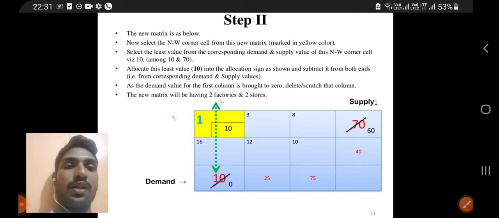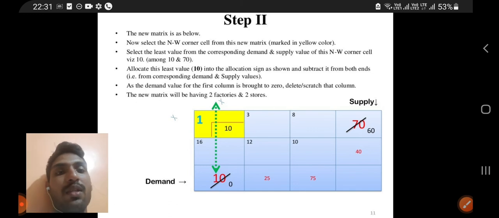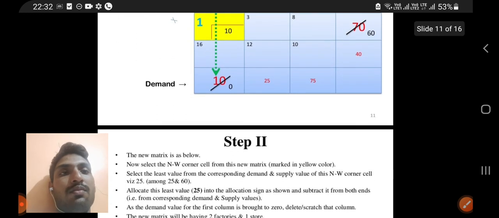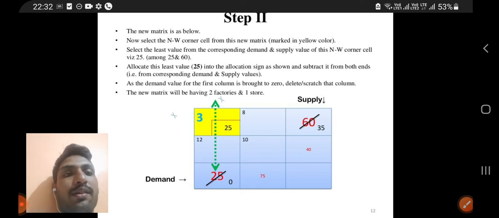Now we do the same method again with the northwest corner of the matrix, marked in yellow. We select the lesser value from supply and demand, which here is 10. So 10 minus 10 is 0 in demand. In supply, 70 minus 10 is 60. Where we get 0, we cut the whole column. After that we get a 2 by 2 matrix.